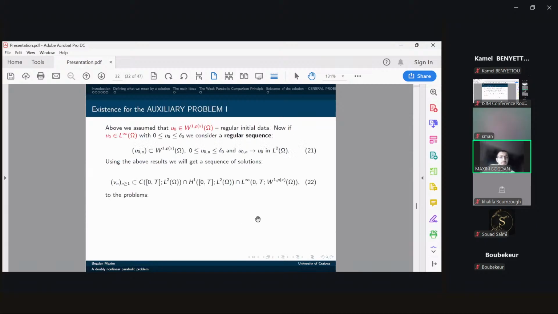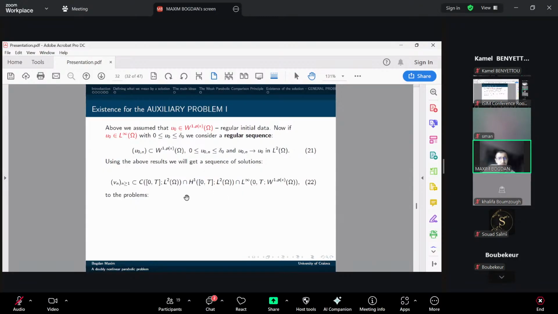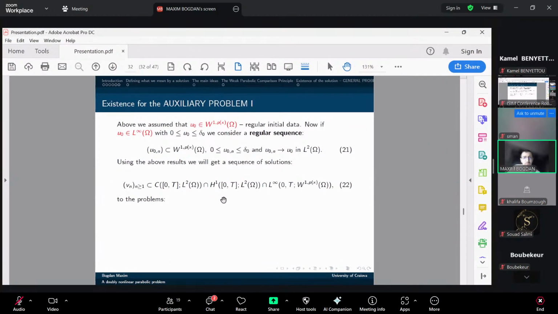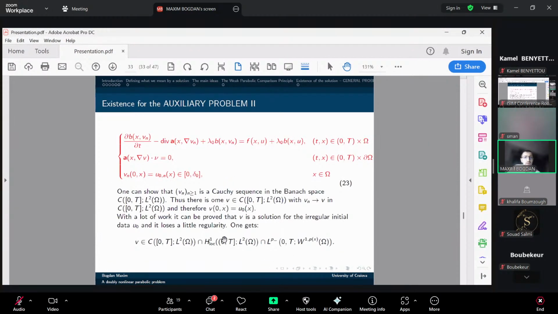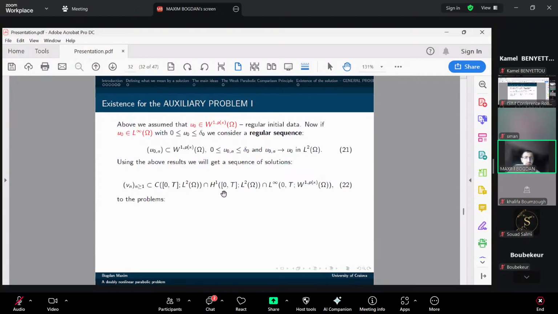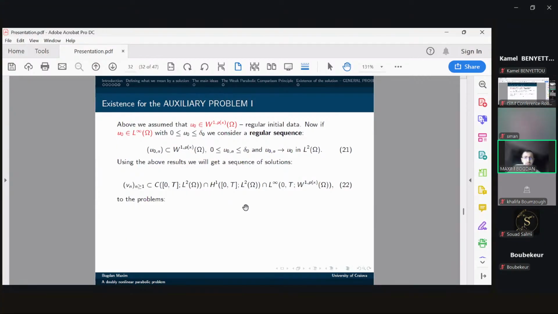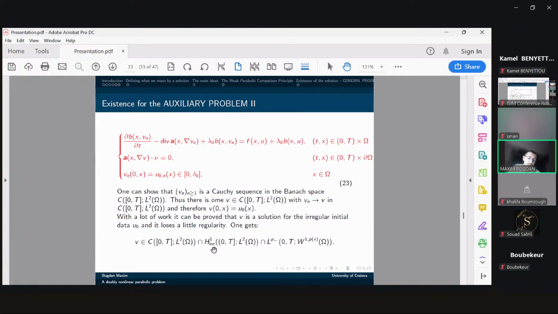Having this proved, the proof works with a regular initial data. In order to work for an irregular initial data, we need to make an approximation of the initial data with more regular data and apply the results obtained. But this will drop a little the regularity. We will lose some regularity of the solution. So we have here an H1 function if the initial data is regular, and after, if it is not regular, we have a local Sobolev space here.